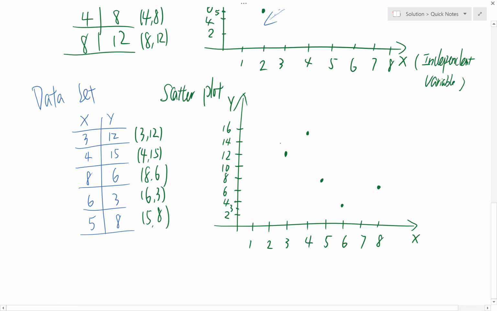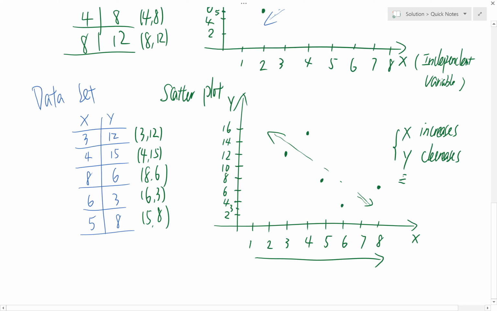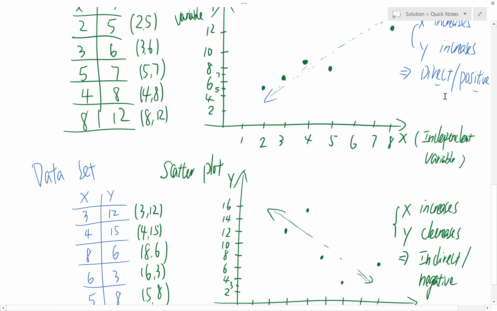the tendency here is that when x increases, the y value decreases. So x increases, it goes in this direction, then the y value goes down, so y decreases. They go hand in hand. So that means this is what we call an indirect or negative relationship. So those are two common scatter plots you will encounter: either a direct relationship or an indirect relationship.